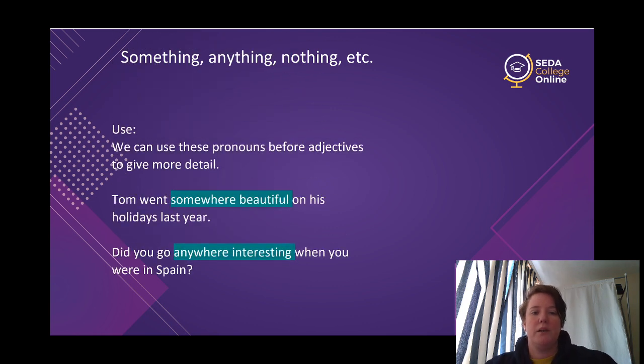Now, we can use these pronouns before adjectives to give more detail, okay? So, Tom went somewhere beautiful on his holidays last year, okay? So, he went somewhere beautiful. Somewhere beautiful. Did you go anywhere interesting when you were in Spain? Okay, so again, did you go anywhere interesting? I'm using the adjective interesting with anywhere. Same with the first one, I'm using beautiful with somewhere.